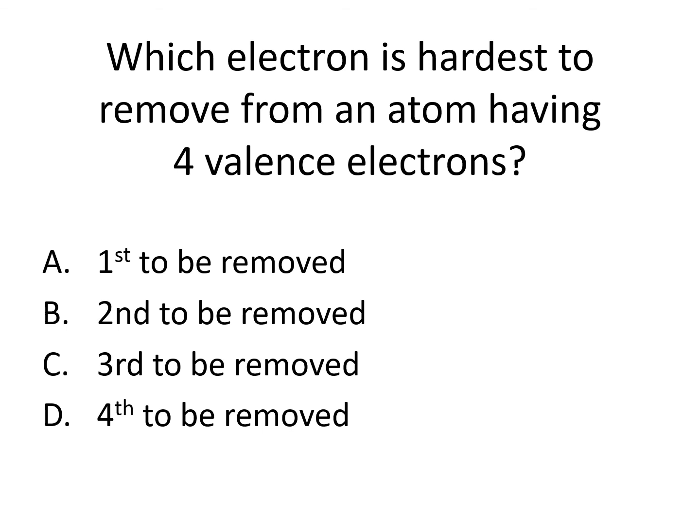Which electron is hardest to remove from an atom having 4 valence electrons? Is it A, first to be removed, B, second to be removed, C, third to be removed, or D, fourth to be removed?